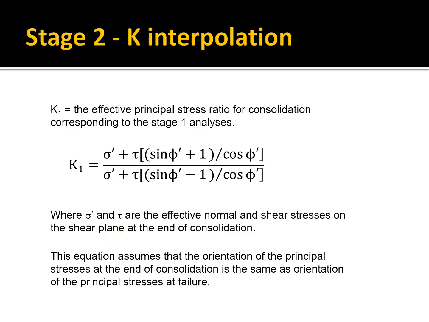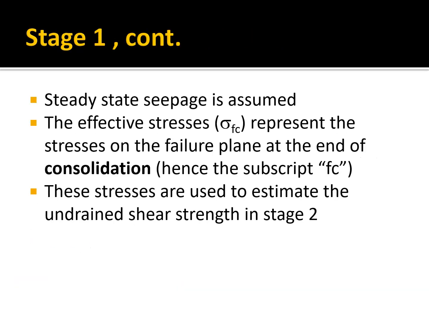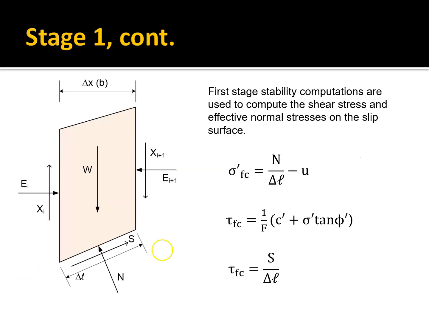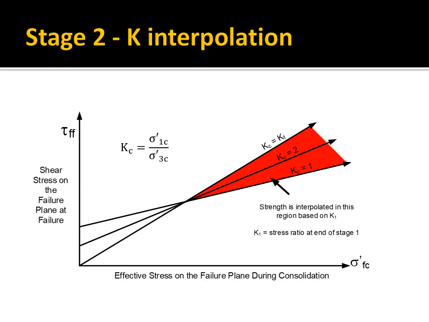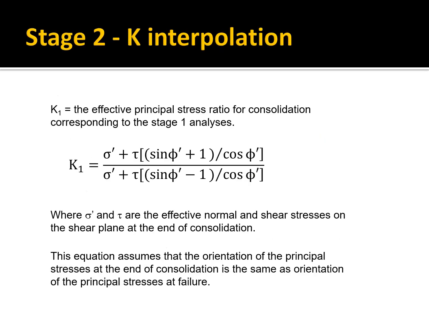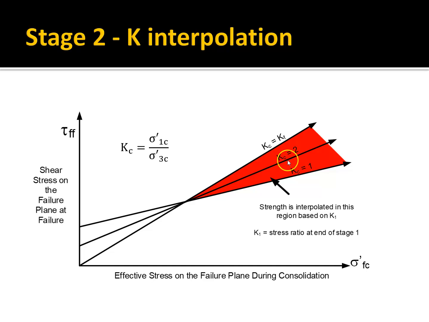So we get that. We go back. This comes from this free body diagram here, and we just plug that in, and we have K1. So that tells us where, again, we're going to use that to interpolate here.